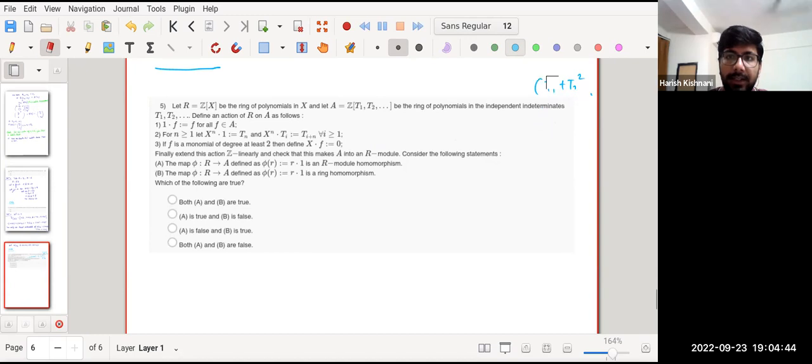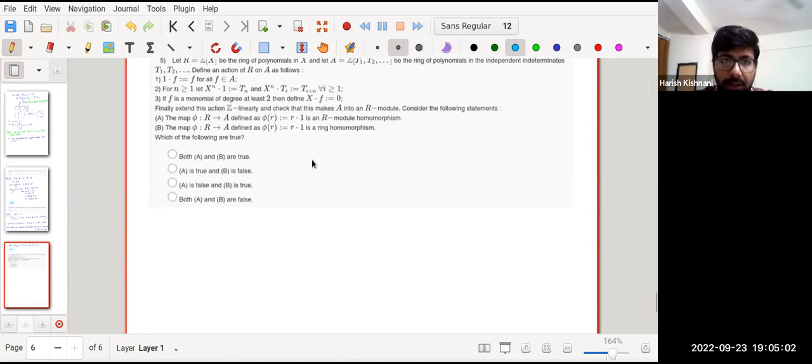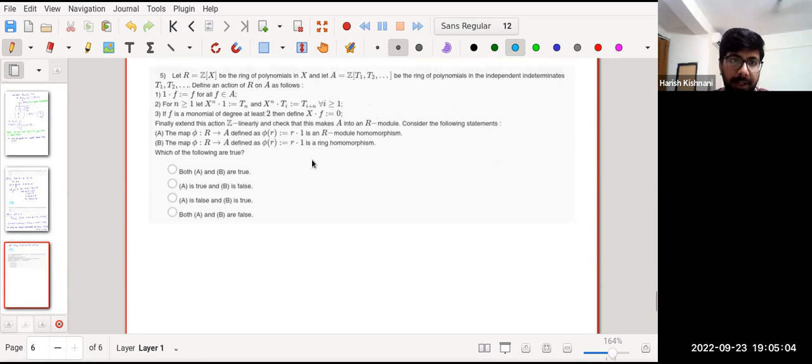Now there are two statements. The first statement is: the map phi from R to A defined as phi of r equals r dot 1 is an R module homomorphism. The second: the map phi from R to A defined as phi of r equals r dot 1 is a ring homomorphism. So let us see which statement is correct and which is not. This is also an interesting question.